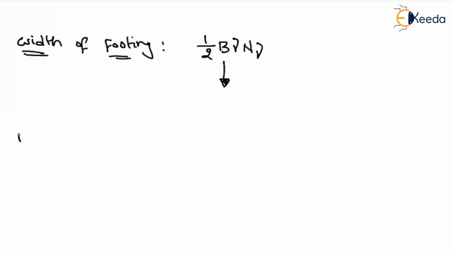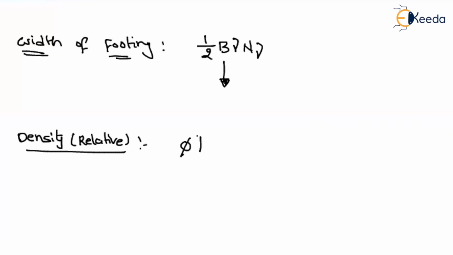Now coming to the relative density, or we can say the density nature. So what is the use of relative density? The use of relative density is to define how much the soil is compacted. That means if the soil has more relative density, it is more compacted. If it is more compacted, then your phi value will also increase.